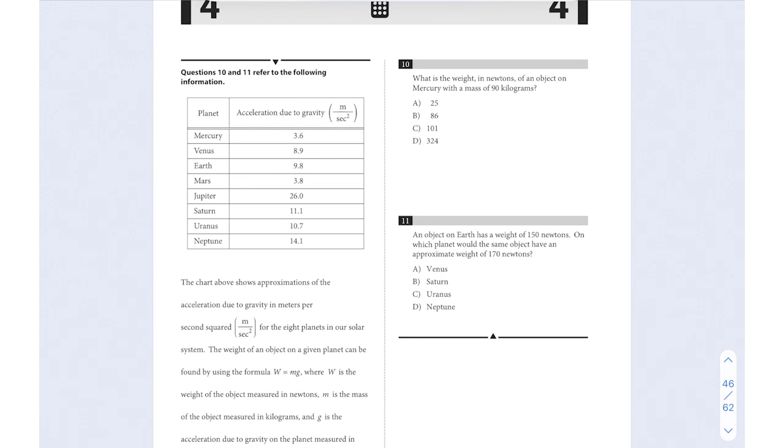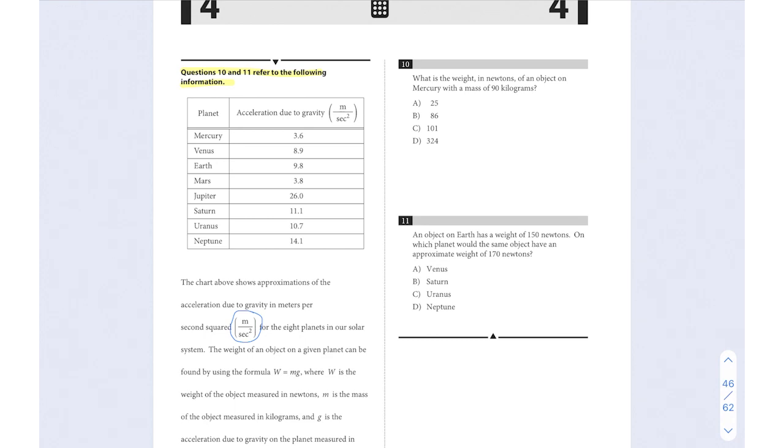Hi, I'm Chris. We are in section 4 of SAT Practice Test 3, and we're taking a look at questions 10 and 11 here. Now, both of these questions refer to the following information. So we see a table of values, and then in this description, they tell us the chart above shows approximations of the acceleration due to gravity in meters per second squared, where they show us, this is just a representation of the units that they're talking about.